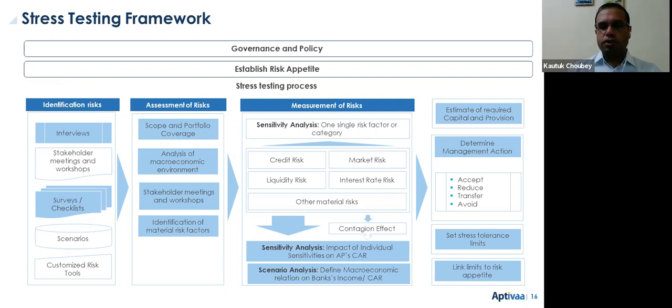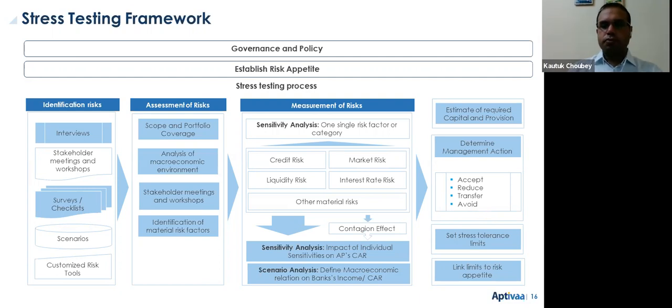And then once this is done, this is eventually transferred to estimate the required capital and provision, and along with that other parameters which we are going to see further as we go ahead. And then once the stress testing is done, because again, as an end outcome of this exercise, the bank has to determine what decisions need to be taken. The banks reduce, accept, transfer, and avoid particular risk based on the outcome of this.